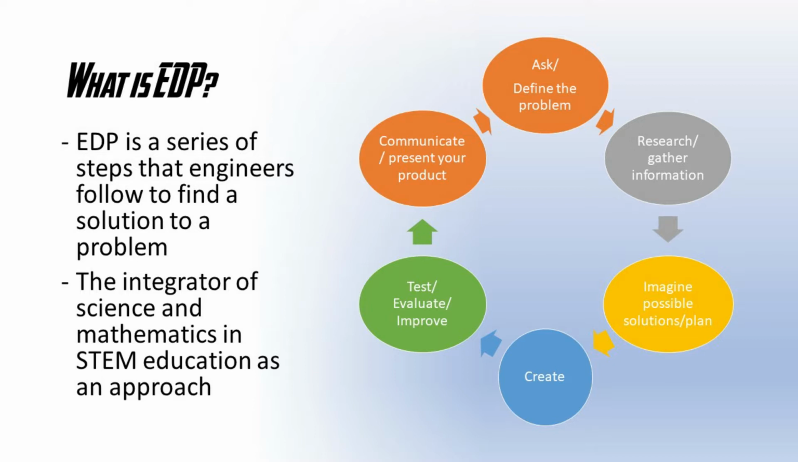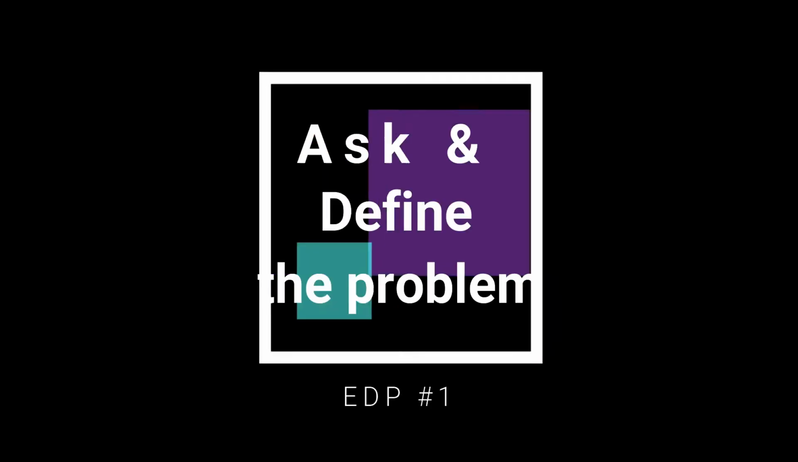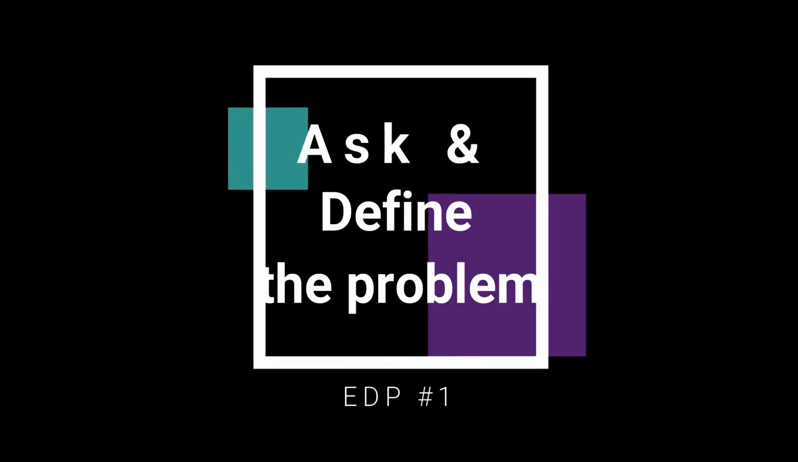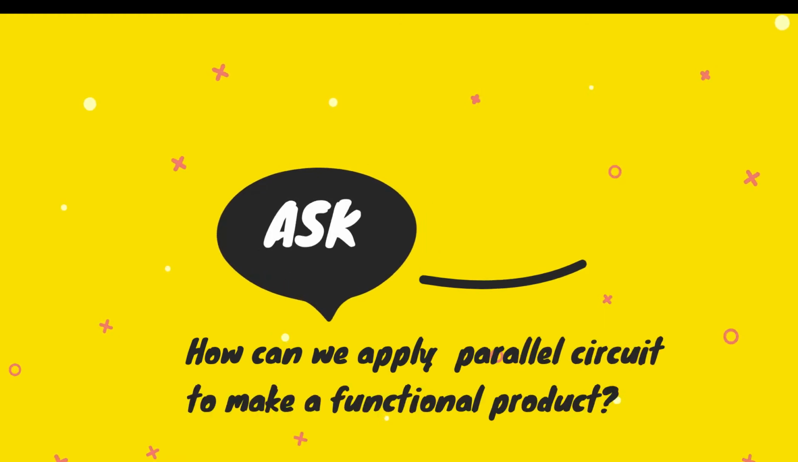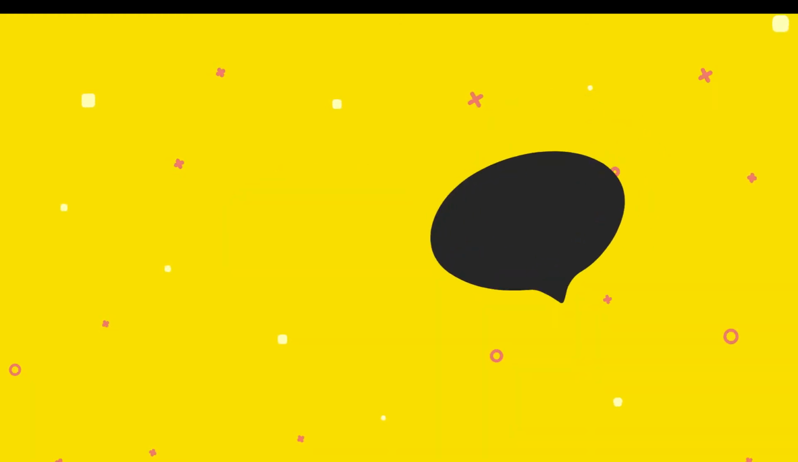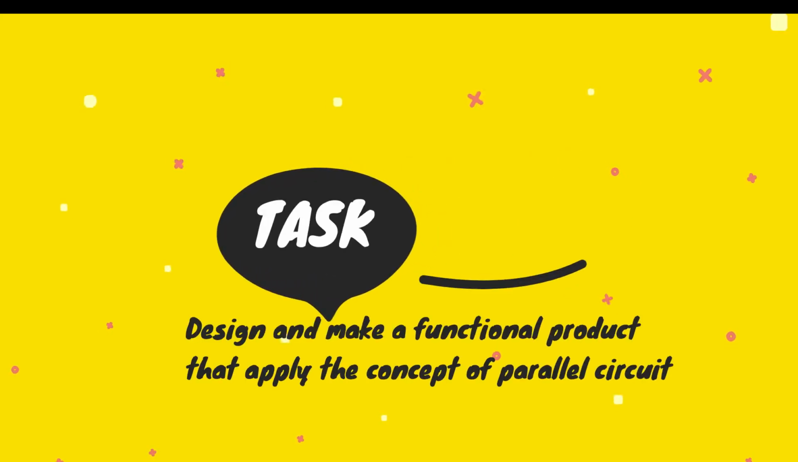Let's look at the first step. The first step is to ask and define the problem. For this project, the question is, how can we apply this circuit to make a functional product? And our task is to design and make a functional product that applies the concept of parallel circuit.